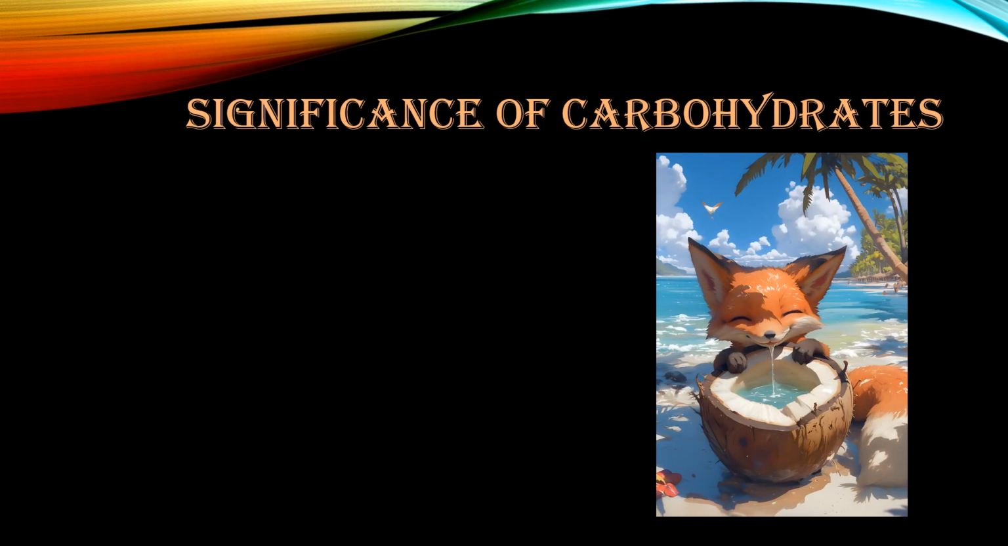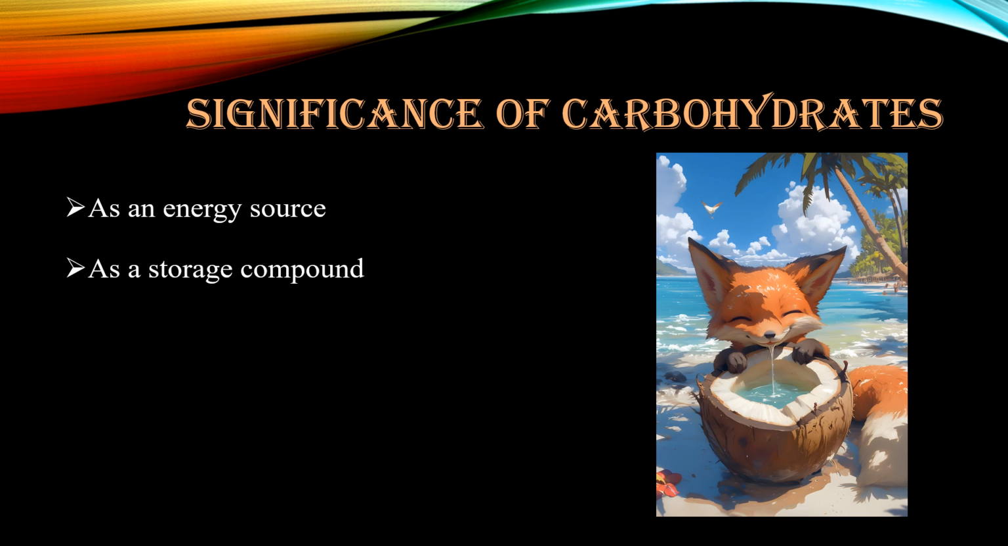Alright, now we'll discuss the significance of carbohydrates as an energy source. The main source to obtain energy for the activities of organisms is carbohydrates. The monosaccharide molecules, especially glucose, produced during the hydrolysis of those compounds release energy, and thereby carbohydrates act as an energy source. As a storage compound, for example, glycogen is stored in animals and starch is stored in plants. As a structural component in plant cell wall, in this case cellulose.